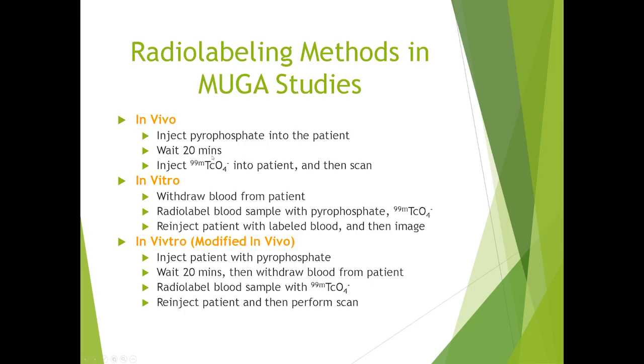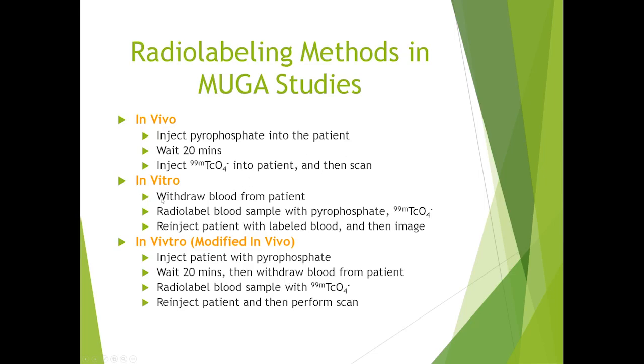There are various ways to administer RBCs. We have to label them, and there are different ways to label them. The first one is in vivo, where we inject pyrophosphate into the patient. The pyrophosphate attaches to the beta hemoglobin of the patient. So we wait for the pyrophosphate to circulate and then inject the patient with pertechnetate, which will tag the pyrophosphate, and then you can scan the patient.